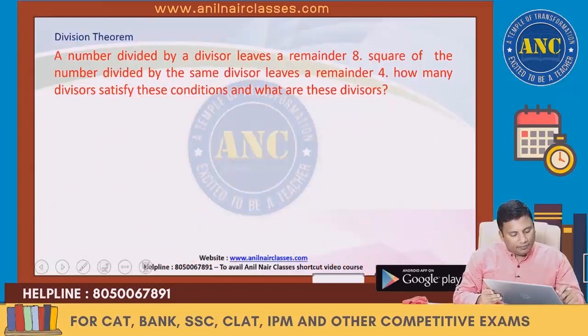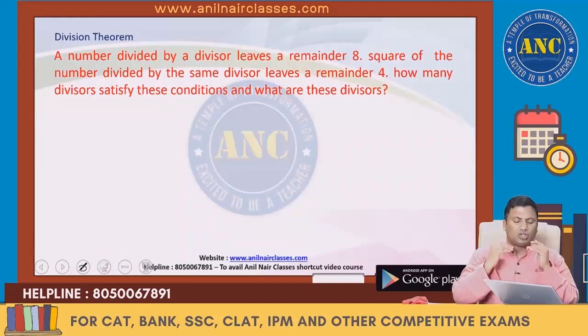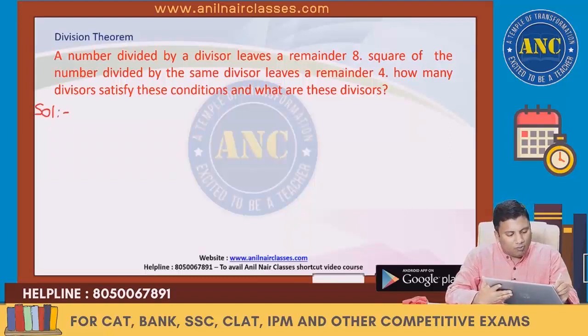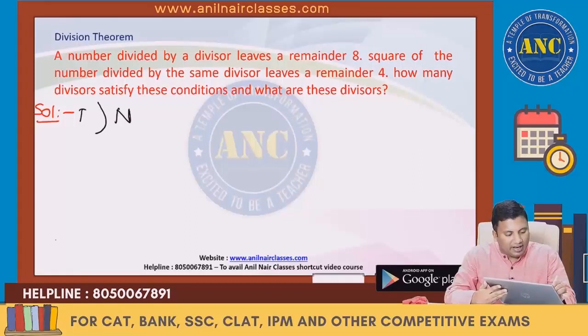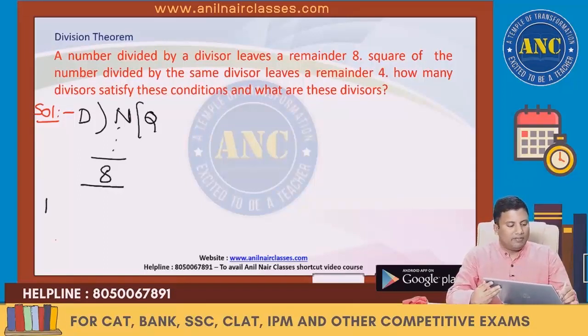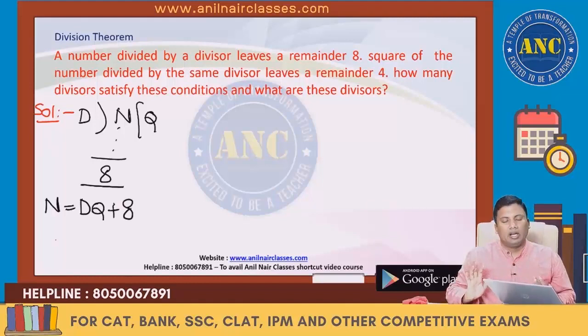A number, read this question. The best way to solve mathematics is to convert every English statement into a mathematical expression. Slowly you will find it. One more question. A number divided by a divisor. There is a number. It is divided by a divisor. Quotient we don't know, q. It leaves a remainder 8. So dividend equivalent to divisor into quotient plus remainder: n equals dq plus 8.